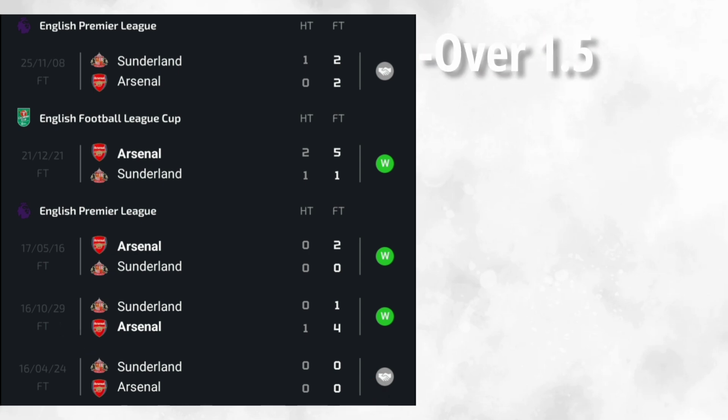16/10/29. We can see that our market worked, guys. Arsenal even won this match. So here you can see that the over 1.5 worked. Arsenal scored 4 goals by itself, and the other team obviously scored 1. So yeah, our market worked that match.